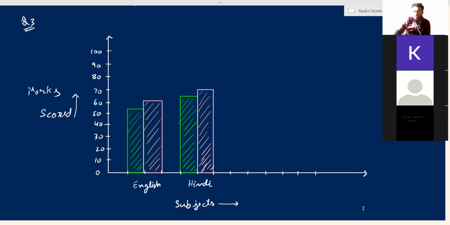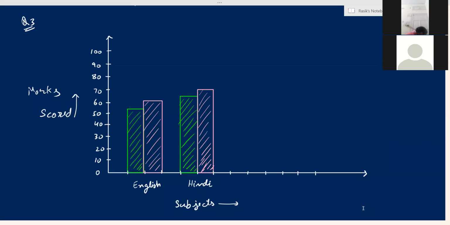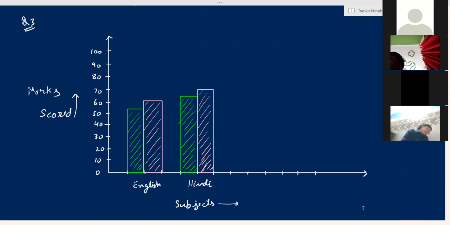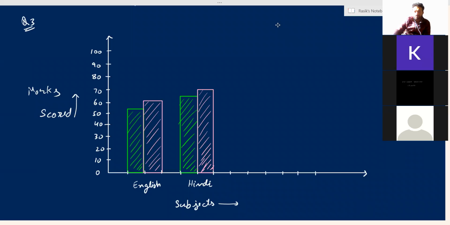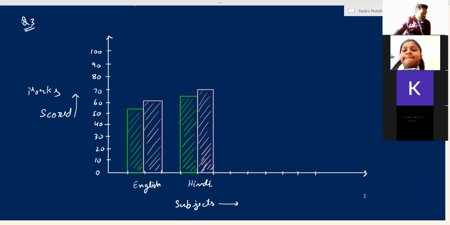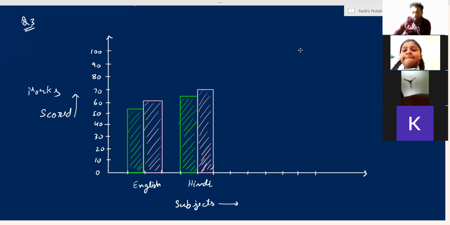Excuse me, sir. Yes. Sir, I have made one graph of third, and I have done from science till science. Sir, SST is not coming because there is no space. Beta, you should have made it from the left corner of your graph paper. Sir, I have made it like this.